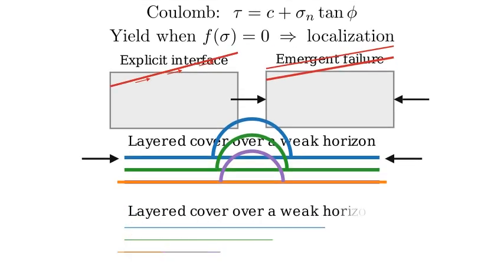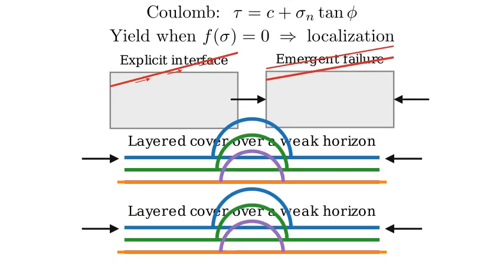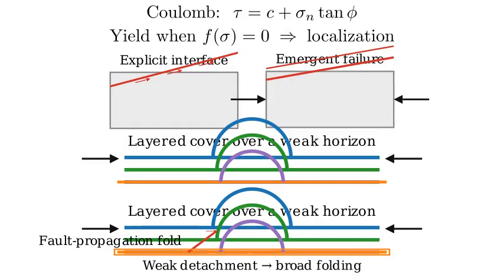Folds can form differently depending on the weak layers. With a frictional decollement, thrust tips bend layers ahead of them, a fault propagation fold. With a very weak detachment, broad detachment folds appear without a through-going fault.